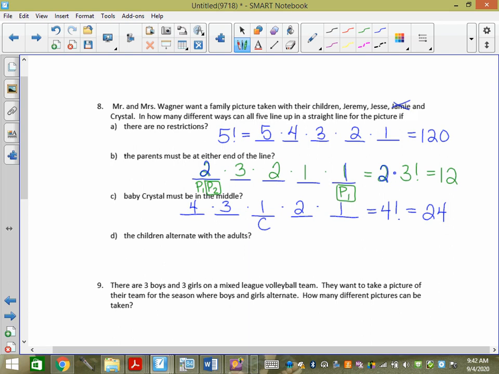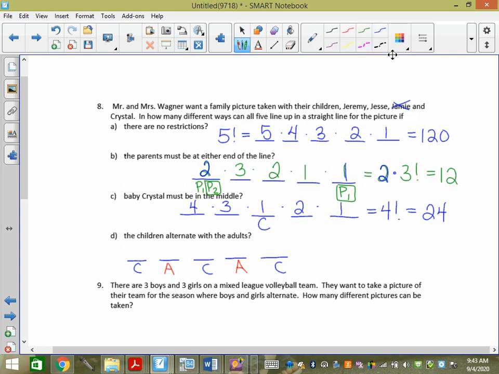The children alternate with the adults. If I want the children to alternate with the adults, what do I have to start with? If I start with the adults, I'm going to go adult, child, child. Have they alternated? Child, adult, child. Right. We have to start with the children because the children, there's more of them. If I start with the adult, I'm going to go adult, child, and I'm going to have another child besides the child, and they're not alternating. So I always have to start with the bigger one first, right? So I'm going to go child, adult.